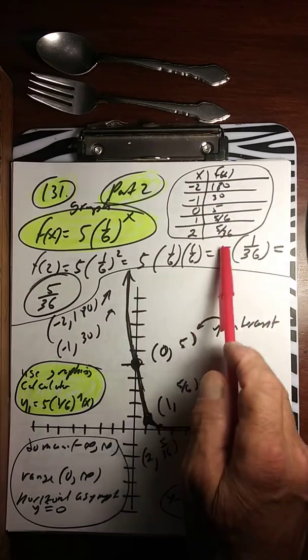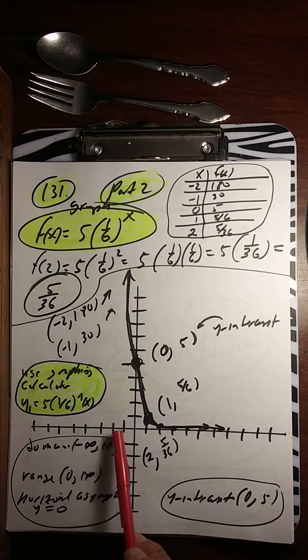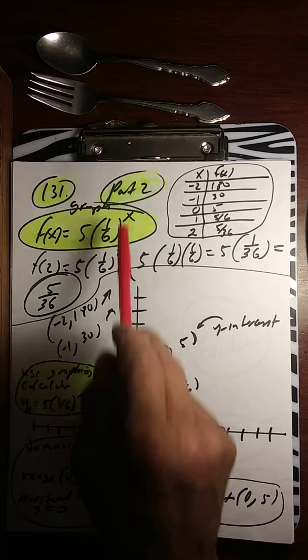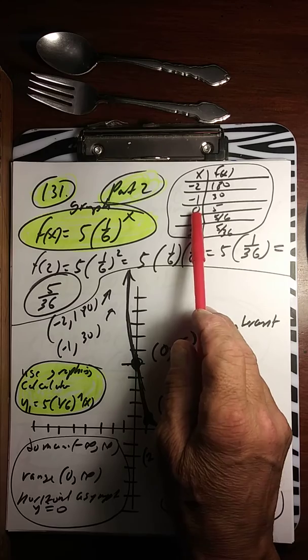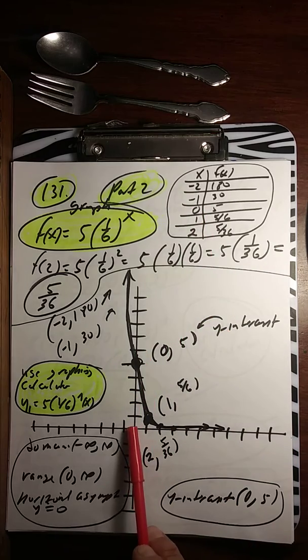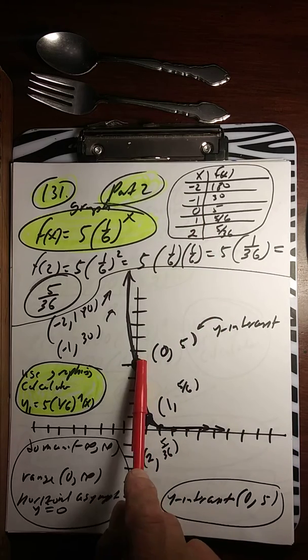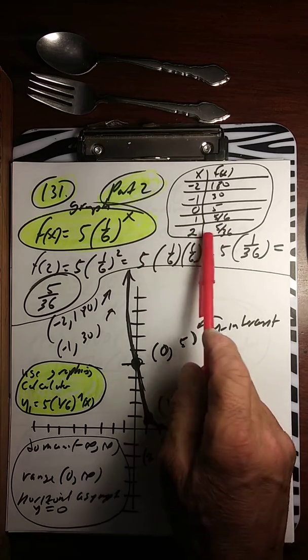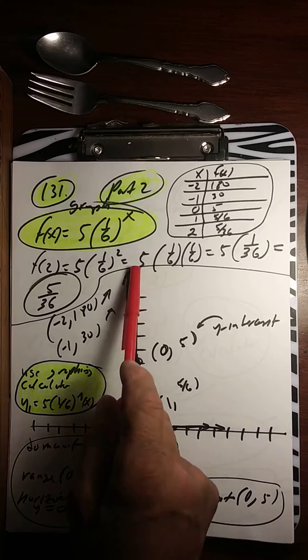We have the points. Put them in the graph. So let's see. At negative 2, 180, way over there somewhere. Negative 1, 30, way over there somewhere. At 0 and up 5, 1, 2, 3, 4, 5, there it is, and it's also the y-intercept. At 1, 5 sixths, at 2, and then it just goes this way.